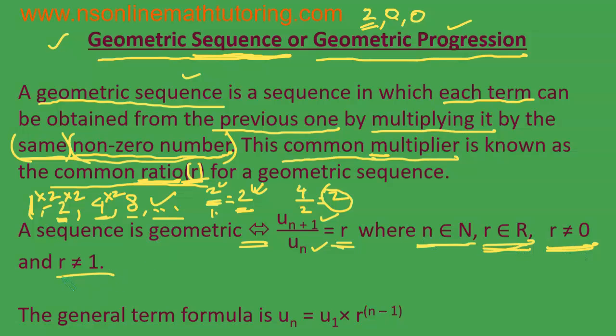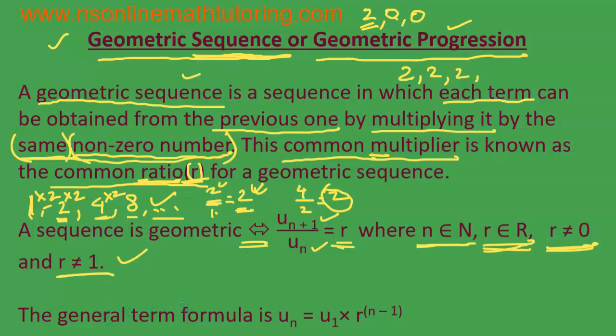And r is not equal to 1 as well. Why? Again the same case. I am starting with 2. So 2 times 1 is 2. Again 2 times 1 is 2. So, if you have the common ratio or the common multiplier of a geometric sequence as 1, you will be having all identical terms. You won't be having different terms in the sequence. They will all be identical terms. That is why r is not equal to 1.